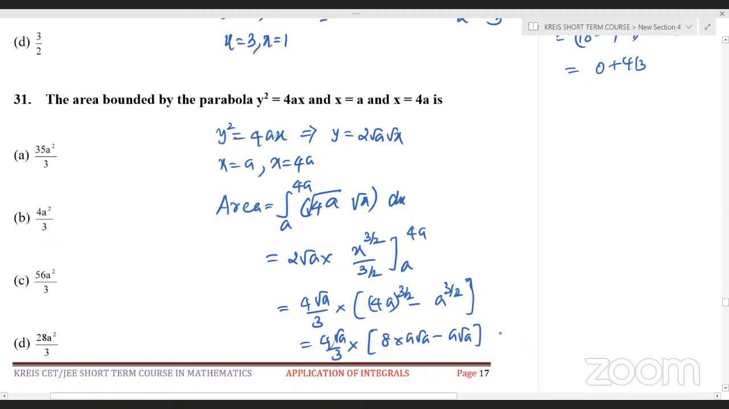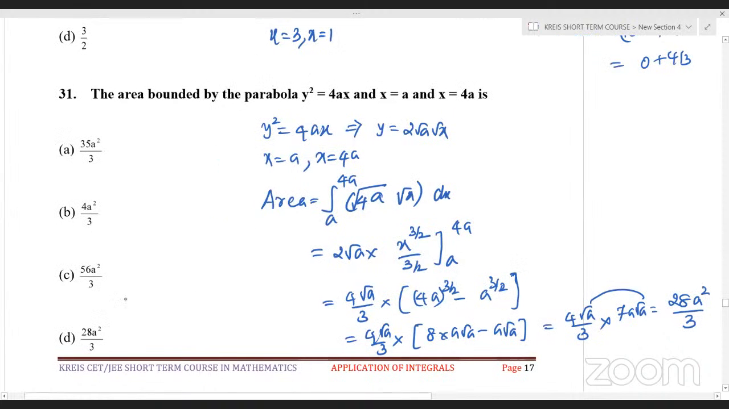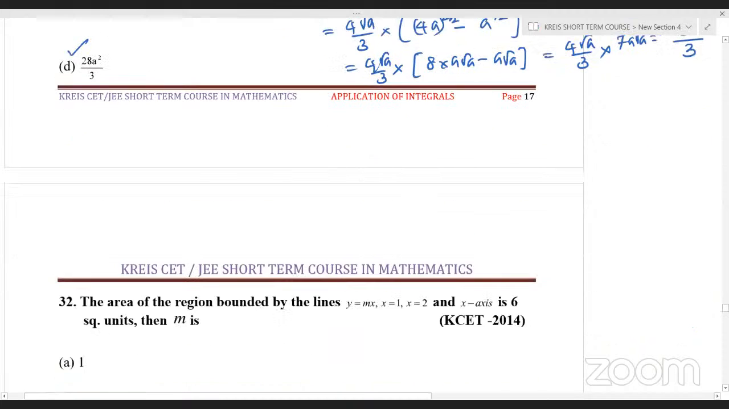So this will be nothing but 4 root a divided by 3 into 7 a root a. So root a into root a is a. 7 into 4, 28 a square divided by 3. 28 a square divided by 3. It is option D that is going to be the right choice.